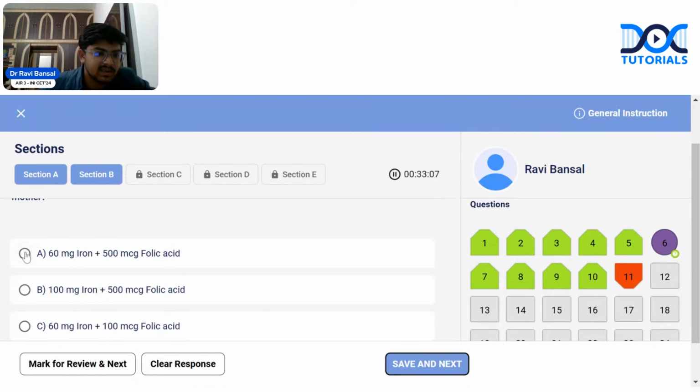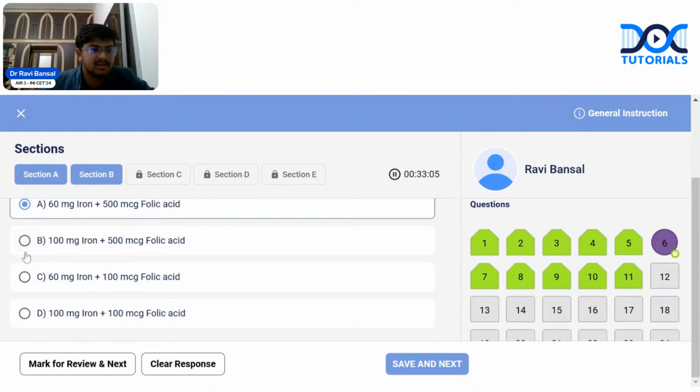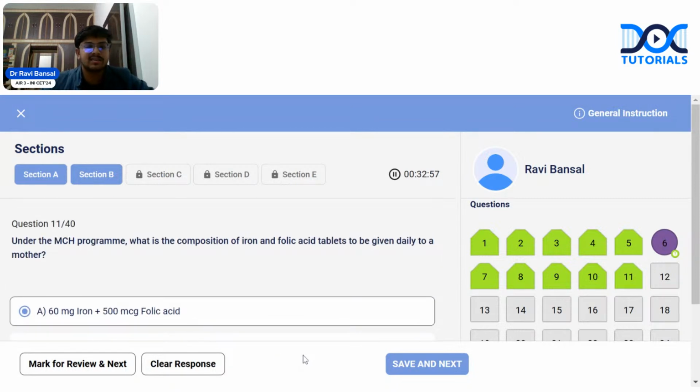This is looking correct, but we will just check the other options quickly. 100 mg iron is wrong. 100 microgram folic acid is wrong. 100 mg iron is wrong. So we have marked the correct answer.